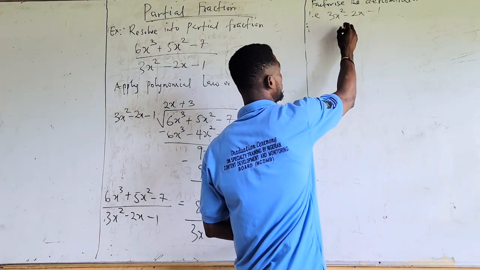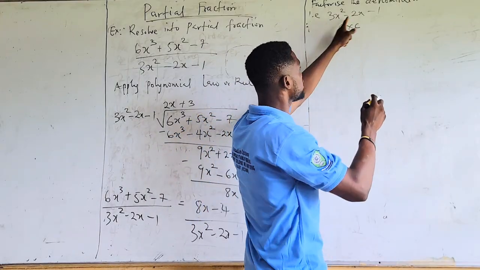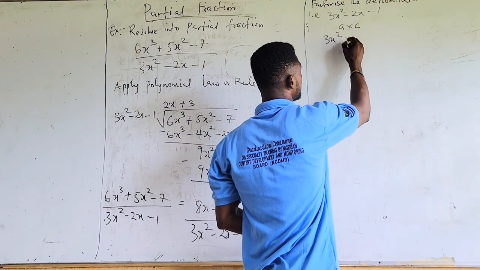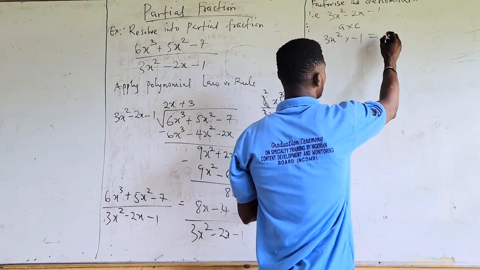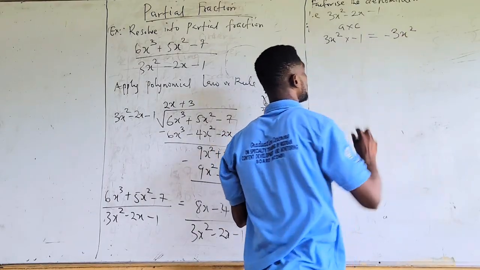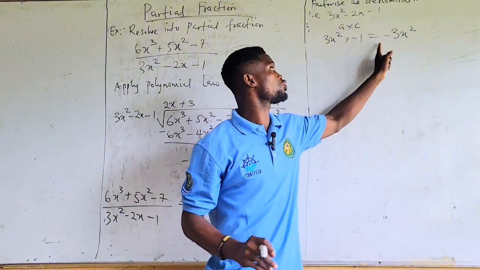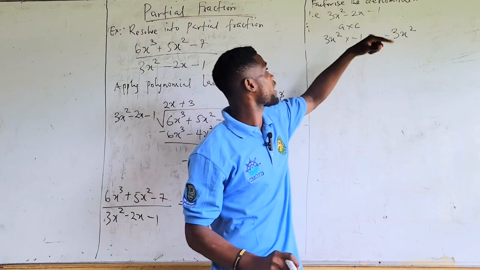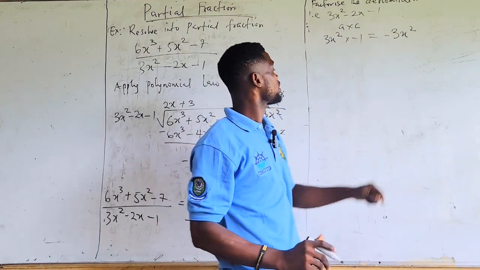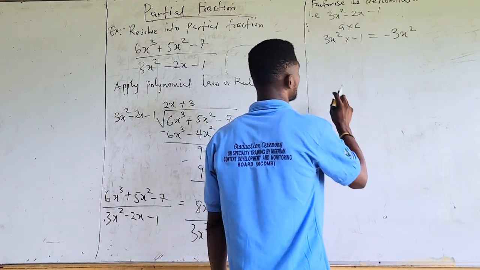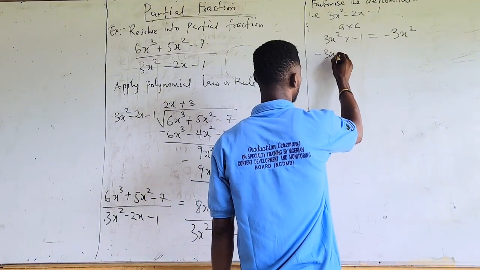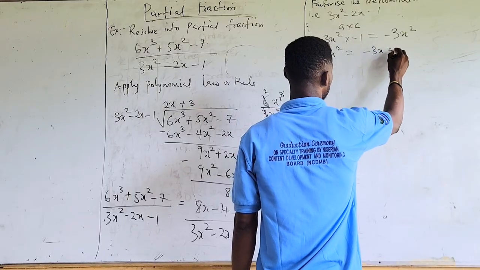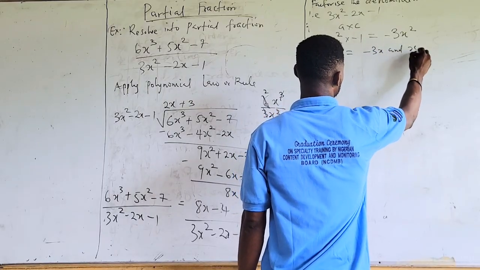So if we do that, we have a times c. This is a, this is b, and this is c. We have 3x squared times minus 1 will give us minus 3x squared. So we're going to look for two numbers whose product will give us minus 3x squared, while the sum will give us minus 2x. So what numbers are those? For minus 3x squared, we have minus 3x and x.